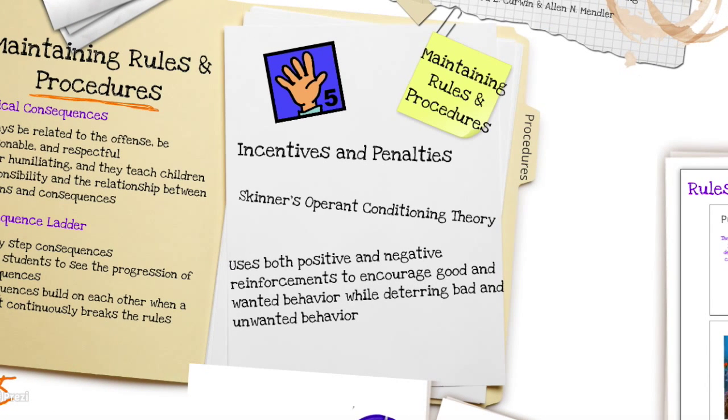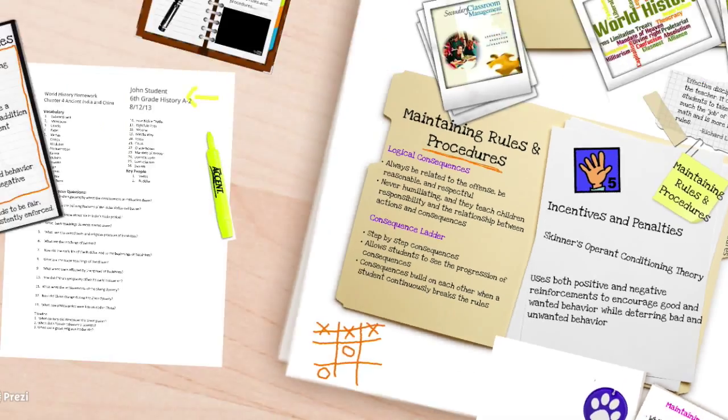To maintain rules and procedures, you can also incorporate incentives and penalties. Let's take a look at Skinner's operant conditioning theory. It uses both positive and negative reinforcements to encourage good and wanted behavior while deterring bad and unwanted behavior.